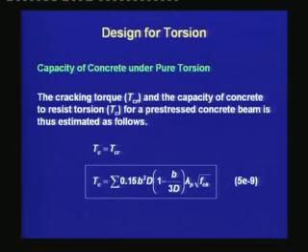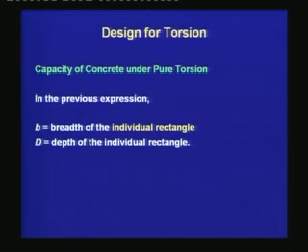The cracking torque and the capacity of concrete to resist torsion, which is given as Tc, for a prestressed concrete beam is thus estimated as follows. Tc is equal to Tcr, which is equal to summation of 0.15 b squared d within bracket 1 minus b divided by 3d times lambda p, here lambda p takes account of the prestressing force, times root over fck. This is the expression given in the code for the torsional strength of concrete under pure torsion and in presence of prestressing force. In this expression, b is the breadth of the individual rectangle in a compound section and d is the depth of the individual rectangle in a compound section.